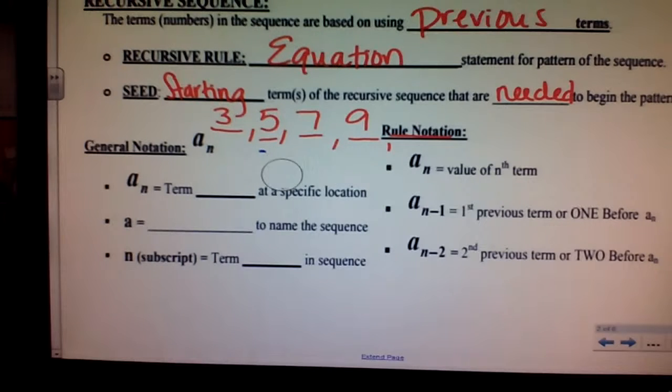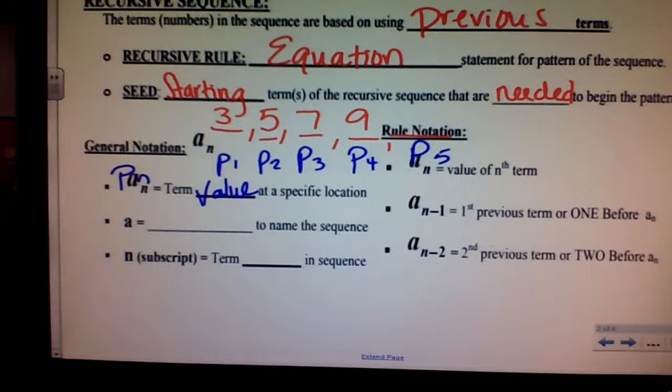You can use any variable that you want. So you said P sub 1, P sub 2, P sub 3, P sub 4, and this is P sub 5. So A sub n or P sub n, I don't care what you call it. P sub n is the term value at a specific location. If I say, what is P sub 4, you should tell me 9. That's the value in the 4th place of my sequence.